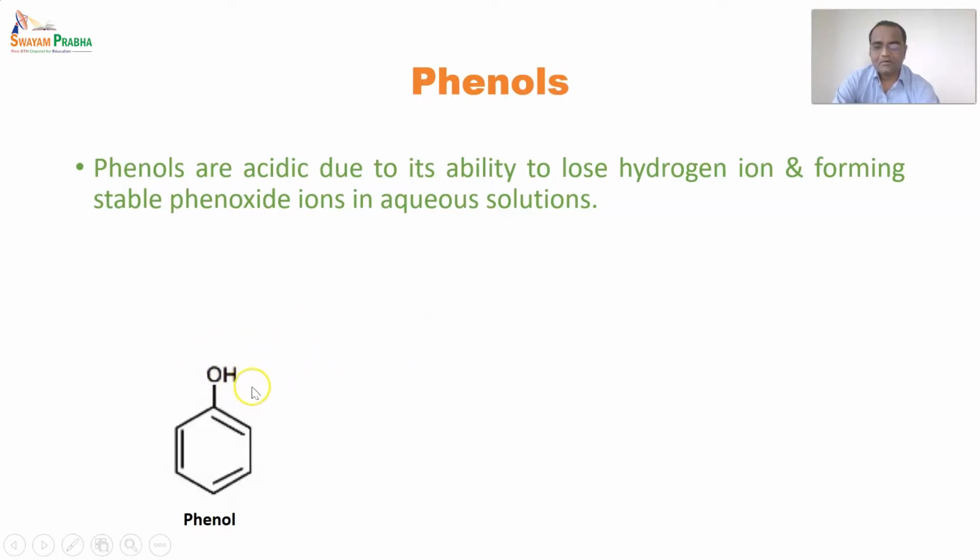a molecule or compound which can lose or donate H plus ions is said to be an acidic compound, and in similar fashion phenol does the same thing, that it donates an H plus ion, and so it is said to be acidic in nature. And it forms a stable phenoxide ion, leaving a negative charge, or leaving an electron behind, and now forming an H plus ion.